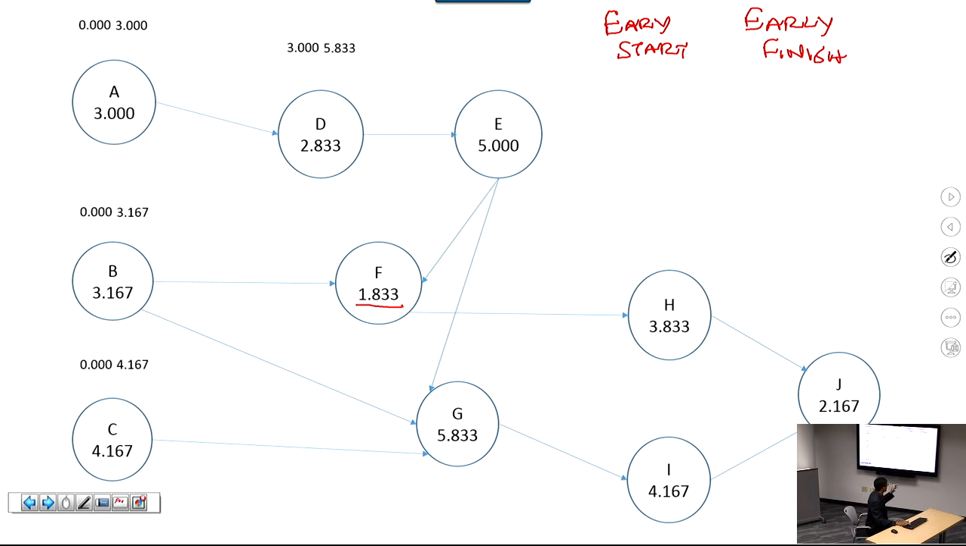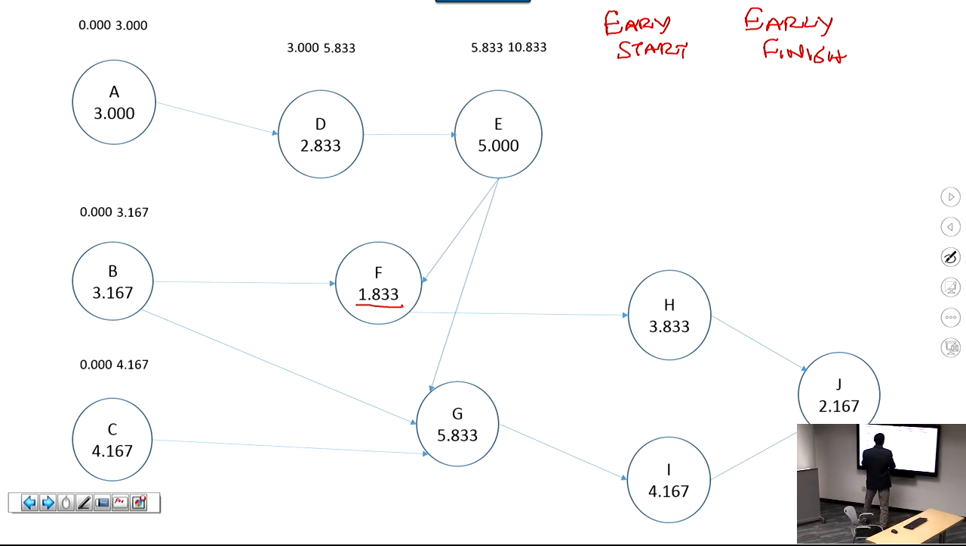Right? Moving on to E. E can start as soon as D is done, right? So E can start at that time. It takes 5 days. Add that. The earliest E would be finished would be this. Moving on to F. Okay.